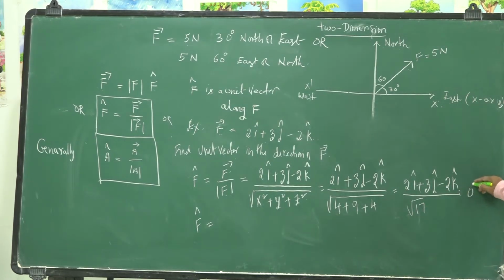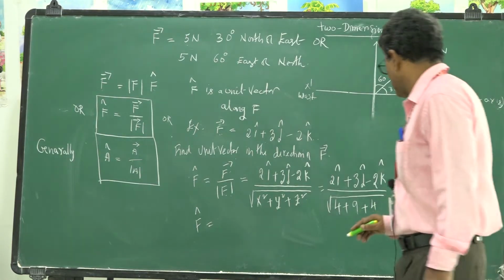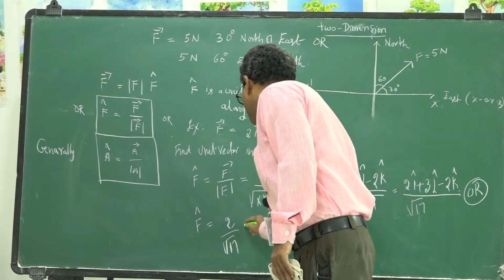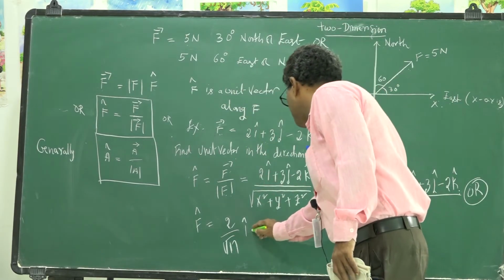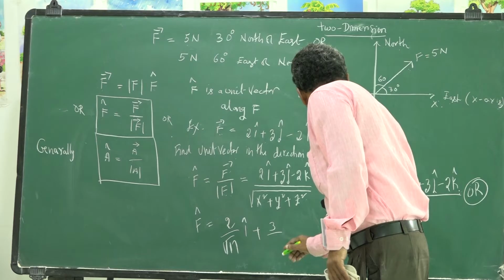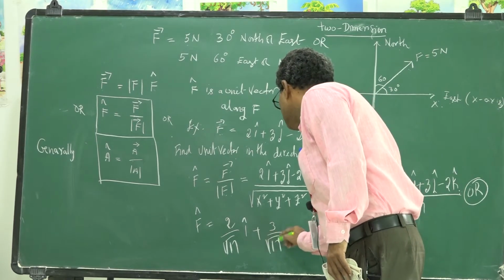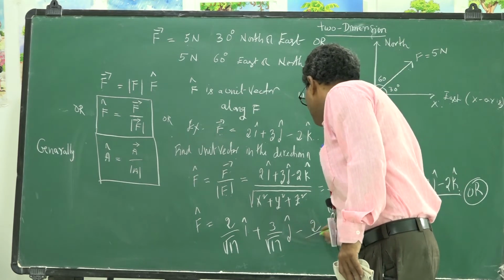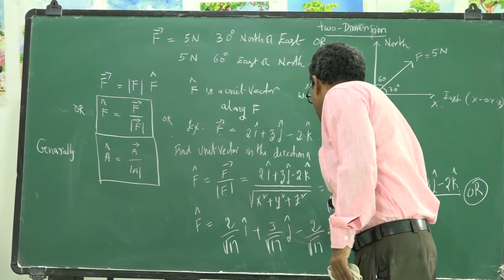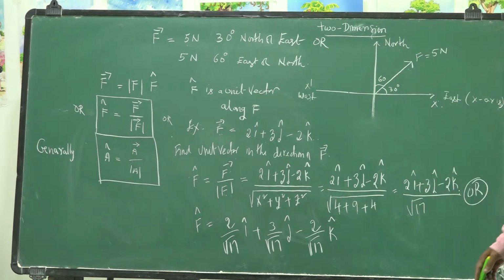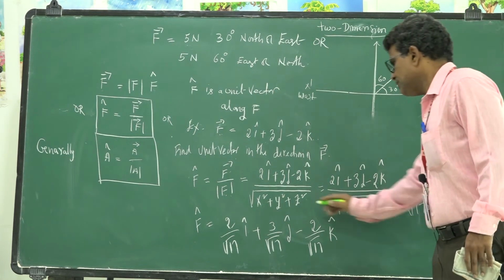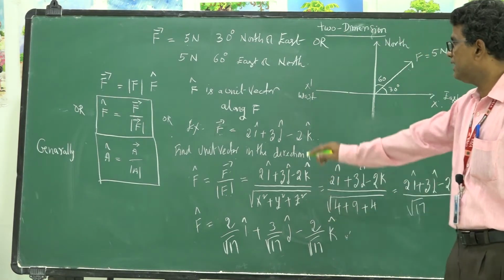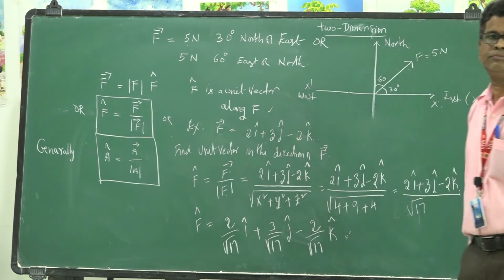We can also write F cap is equal to 2 by root 17 i cap plus 3 by root 17 j cap minus 2 by root 17 k cap. So this is the unit vector. In which direction? Can you say? In the direction of F bar.